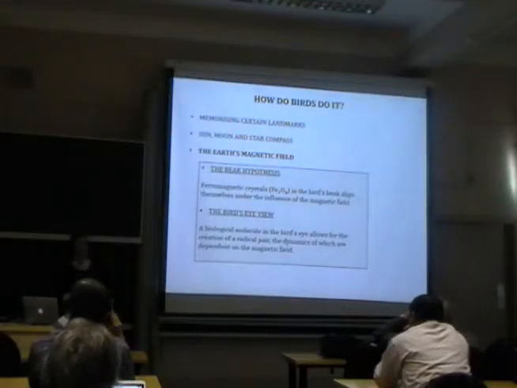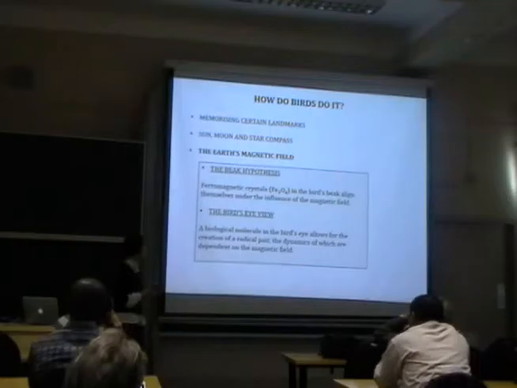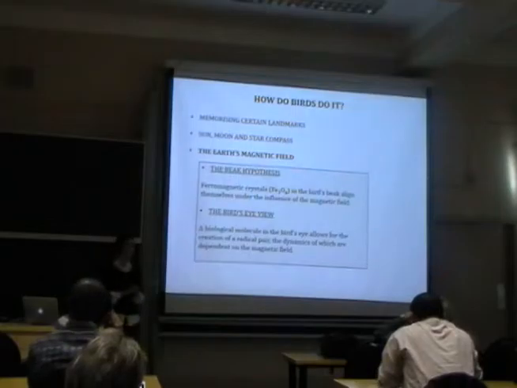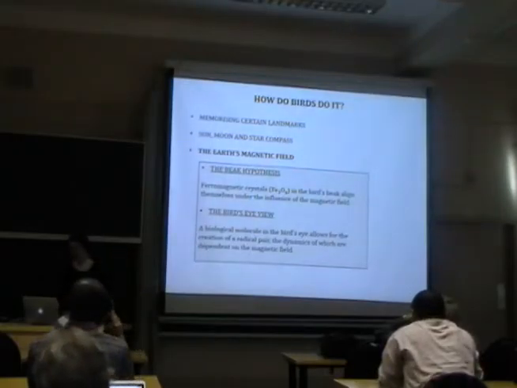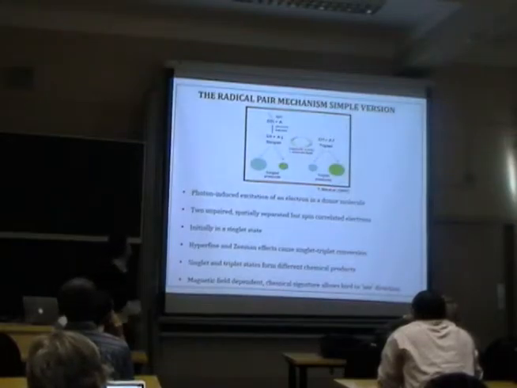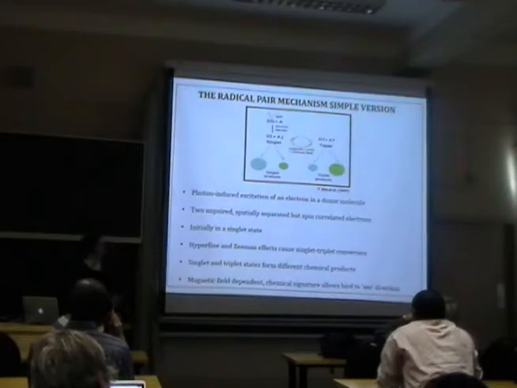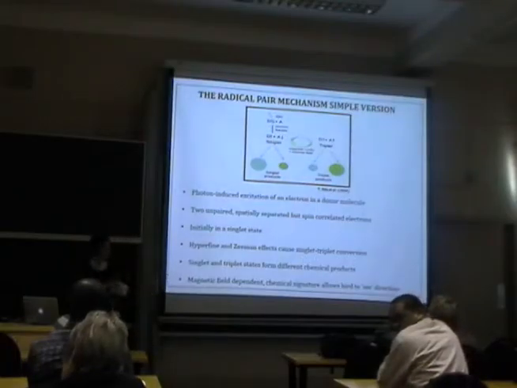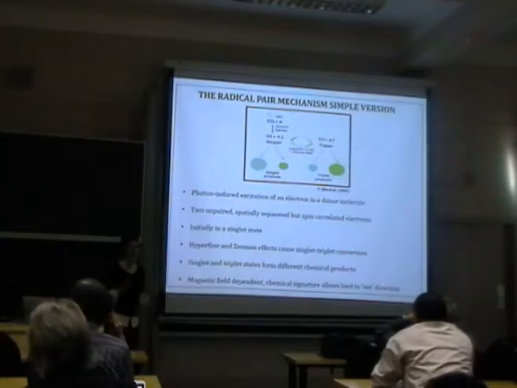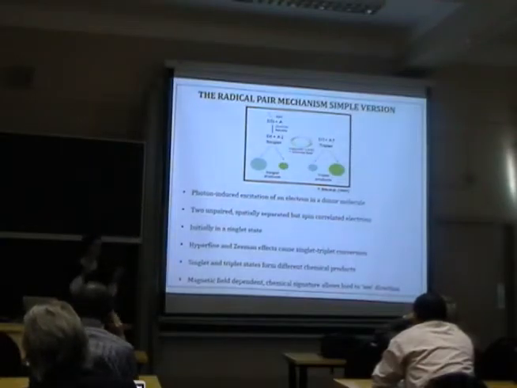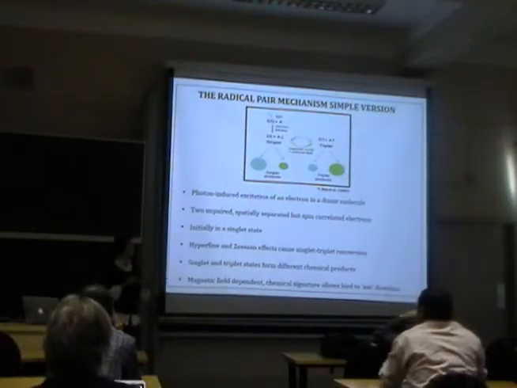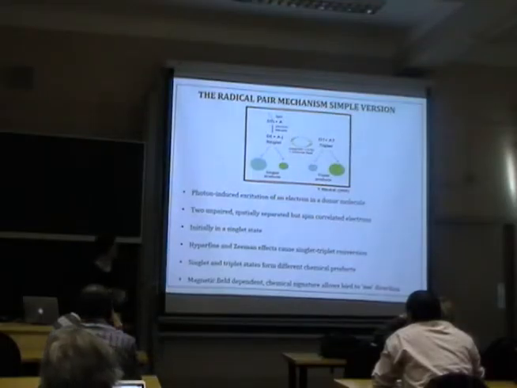And it suggests that there's a biological molecule in the bird's eye that allows for the creation of this radical pair, and the dynamics are affected by the magnetic field. This allows the bird to see where it is in the magnetic field. So, how does the radical pair work? Well, this is the simple version. It's a photon-induced excitation of an electron in the donor molecule. And so now you have two unpaired, spatially separated, but spin correlated electrons, and they start out in a singlet state. And then their interactions, because each electron is now surrounded by other nuclei, and it's in the magnetic field, cause a singlet-triplet mixing, conversion.